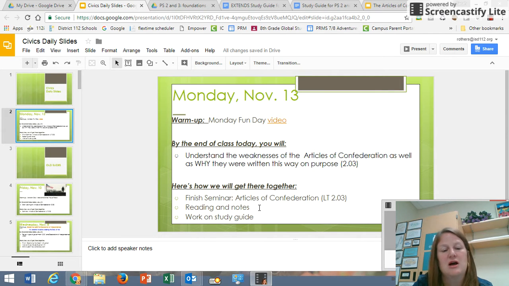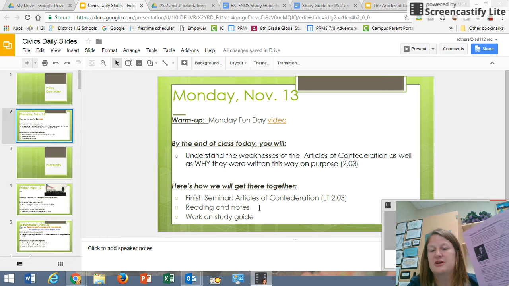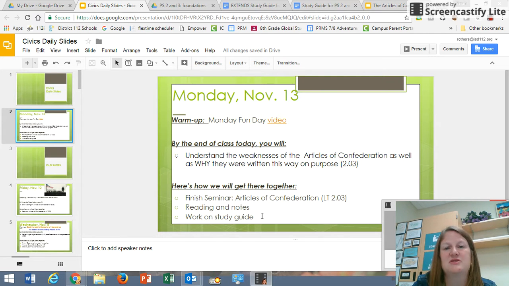And then you have a purple reading that you're going to underline some key things on, and I'll talk about that, and then give you some time to work on your study guide. So those are the three main things that you're going to do today. As we transition here, why don't you go ahead and get out your notes from Friday, the ones that are called Articles of Confederation.